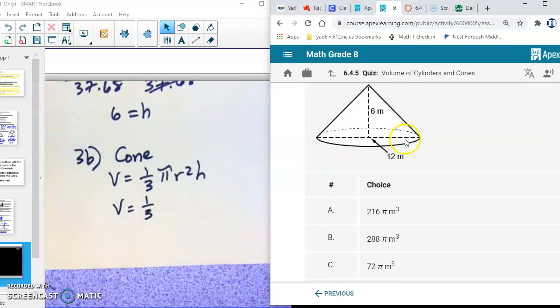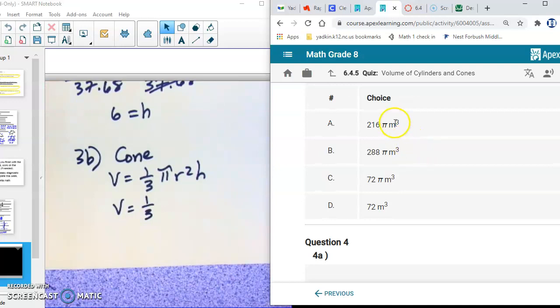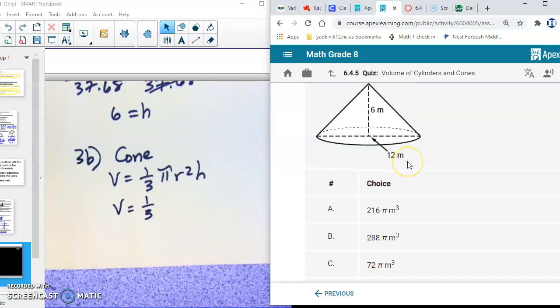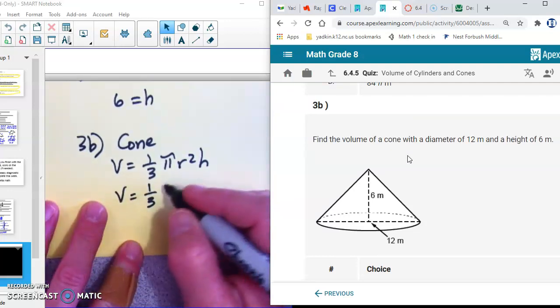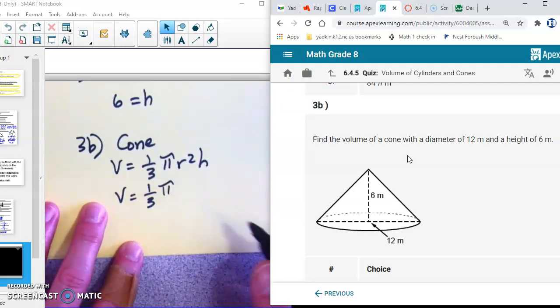Does it tell us to use 3.14? It does not tell us to use 3.14 because look at your answer choices. They still have pi in them. So you're just going to leave pi as pi and you're not going to multiply anything by 3.14, and I will show you what I'm talking about.